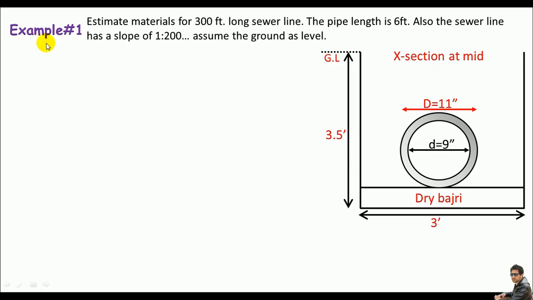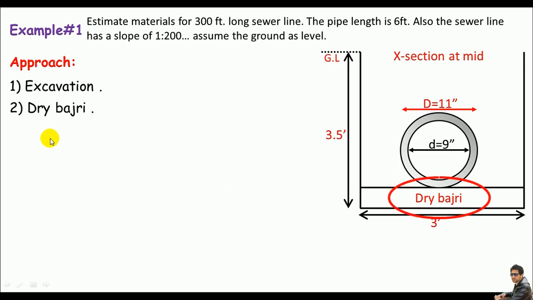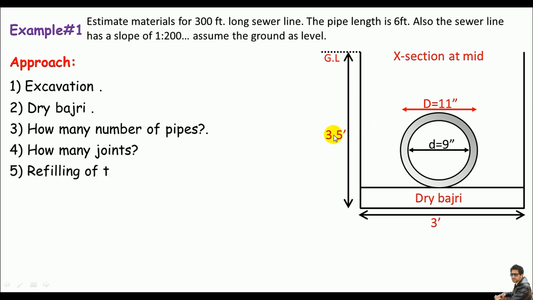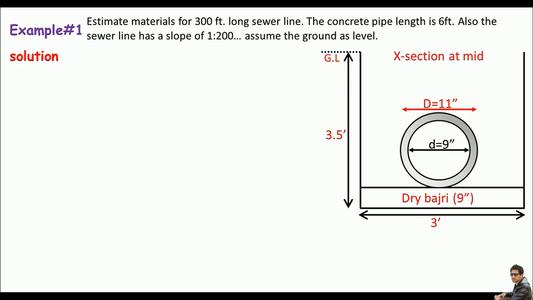Let's take a look at the example terms for a moment. We are asked to estimate materials. What does it mean? What's my approach over here? My first approach will be excavation. How much excavation do I need for the trench? Then we'll do some calculation for dry brickwork, and then we'll determine the number of pipes required for the given sewer line. How many joints do we need? And lastly, we'll do the calculation for refilling of the given trench. So let's do some solution over here now.